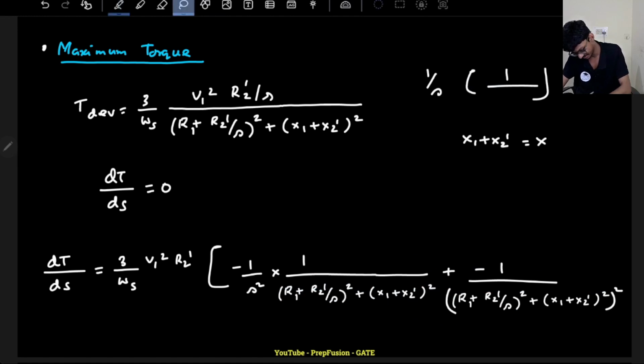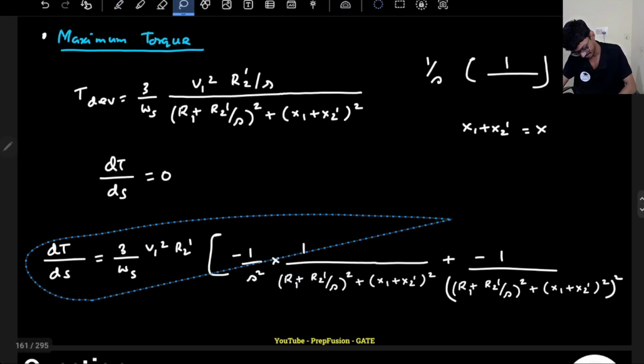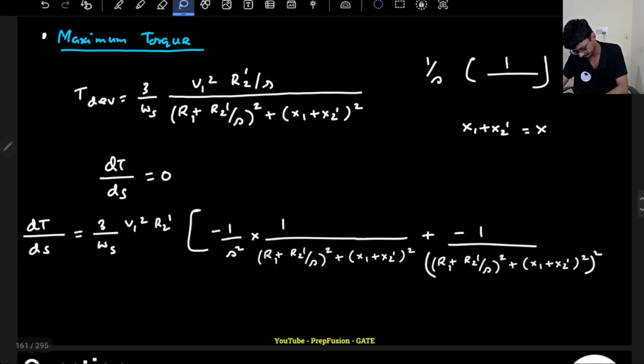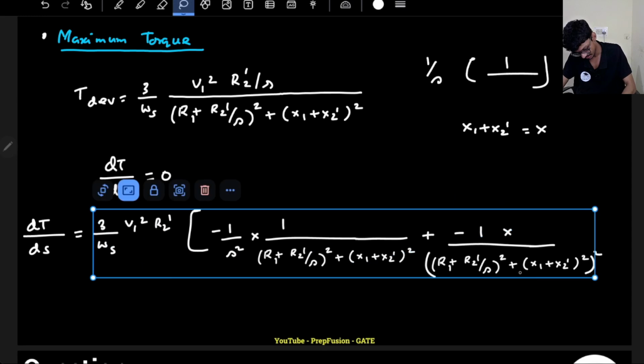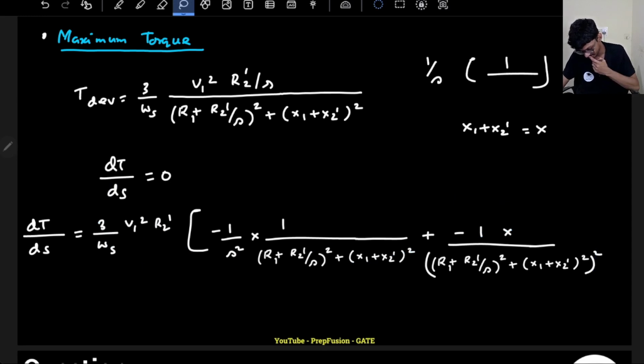I'm running out of space, I'm sorry. So this will be basically minus of R2 dash divided by s square. Also 2 is there, right? Into 2 into, sorry, it's quite complicated. Basically, shall I do it?